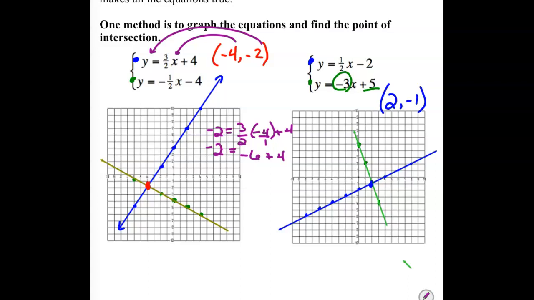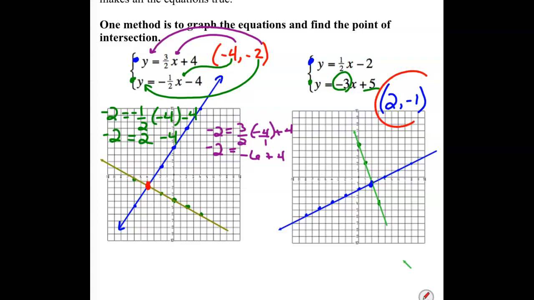Trying it in the bottom equation, again, putting -4 in for x, -2 in for y, we have -2 equals -1/2 times -4 minus 4. -1/2 times -4 is +2, minus the 4 gets us the -2 on the other side. So it does work in both equations, which means it is a solution. All right, let's try this one.